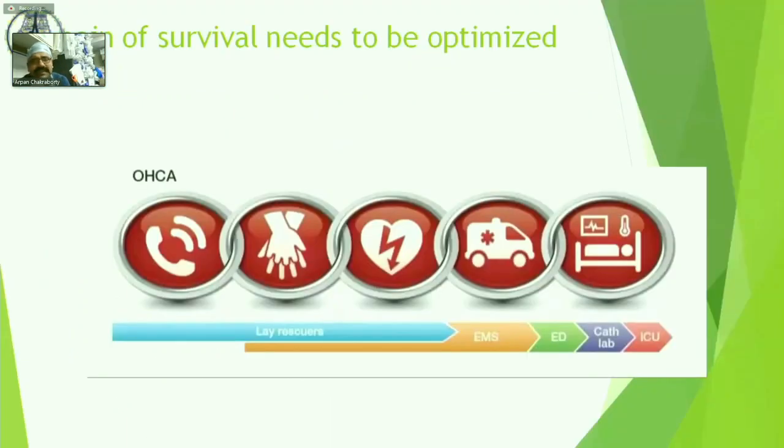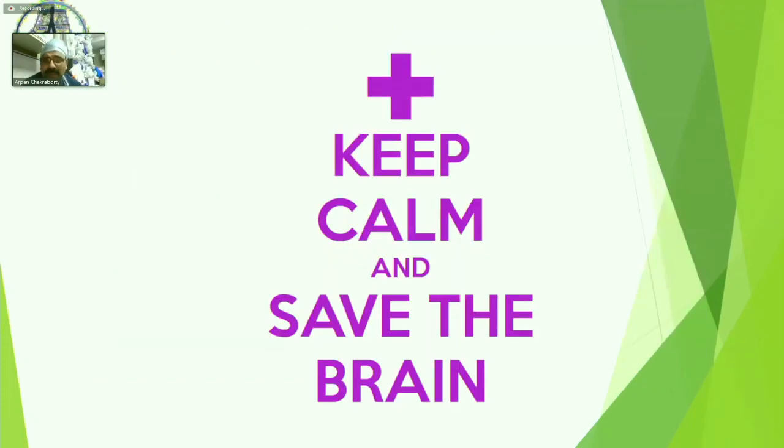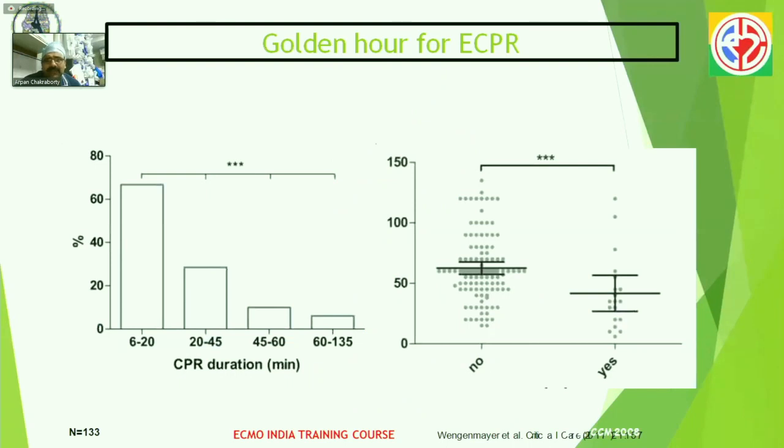Now we have a chain of survival. We know it starts from the lay rescuers to the emergency medical system, and then the emergency department to the cath lab. So this is the chain of survival. And obviously, if you keep calm and save the brain, that is the main way you have to do the ECPR. As we know, there is the golden hour of ECPR: first 6 to 20 minutes, then 20 to 45 minutes, 45 to 60. So as you go down, your chance of survival goes down.